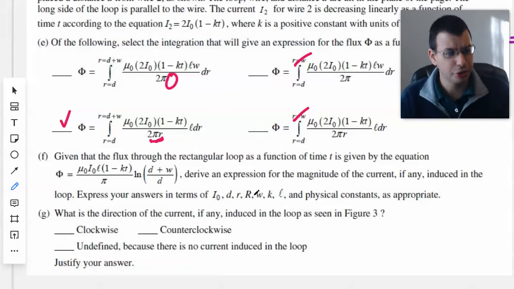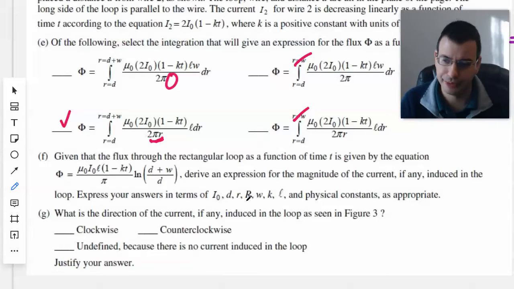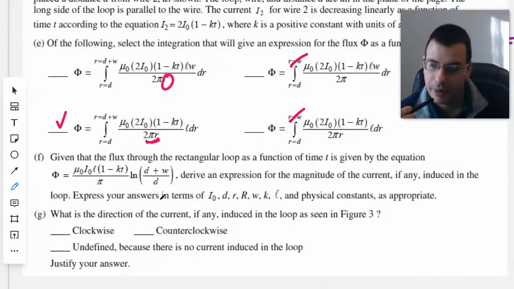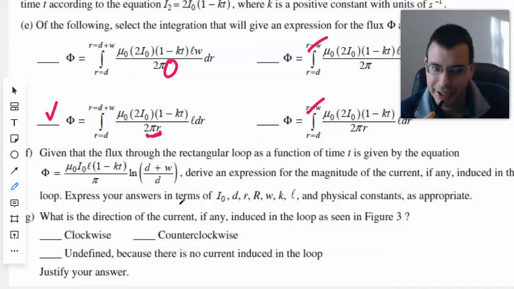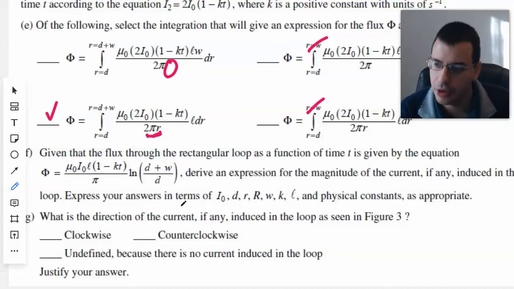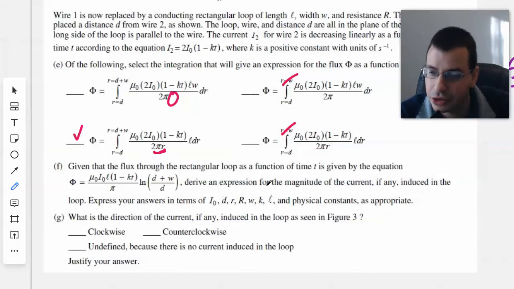This is almost like two complete problems shoved into one. And they're trying to give you a break by not having you actually just write this out yourself. But my trust in where the test is trying to lead me is minimal. Okay, given that the flux through the rectangular loop as a function of time is given by the equation, yep.